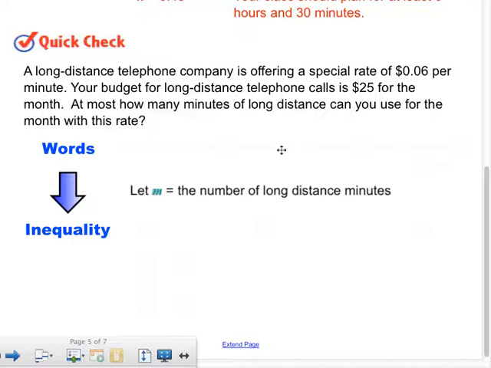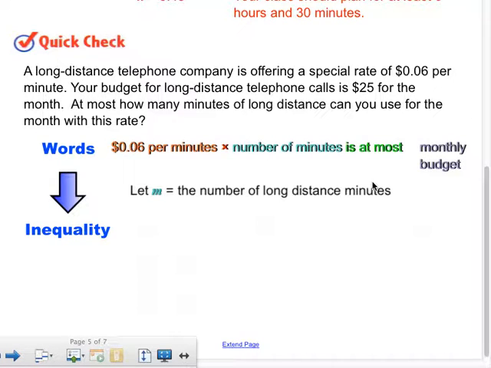Okay. Your budget is 25. If your budget's 25, can you spend 25? Okay. So would it just be less than? It can be less than 25, but can we also spend 25? All right. So it'd be less than or equal to, right? At most.